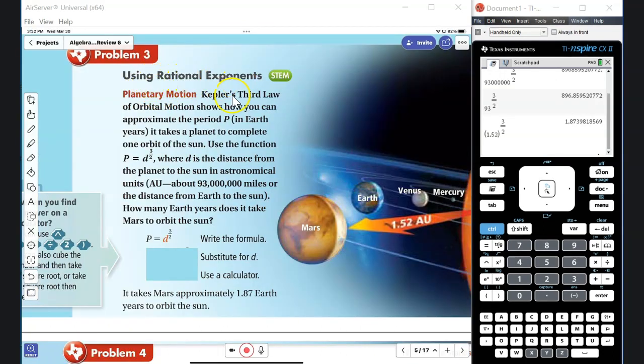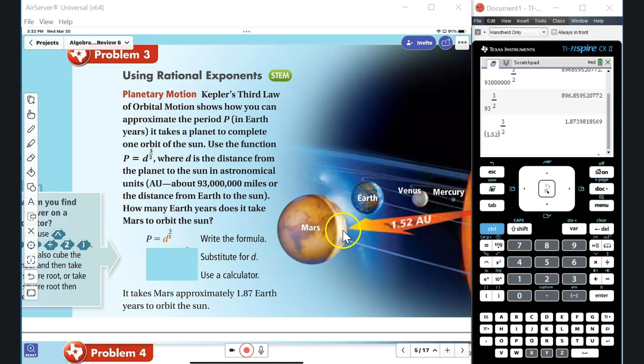Using rational exponents, planetary motion, Kepler's third law of orbital motion, shows how you can approximate the period it takes the planet to complete one orbit of the sun. Use the function p equals d to the power 3/2, where d is the distance of the planet to the sun in astronomical units. How many Earth years does it take for Mars to orbit the sun?